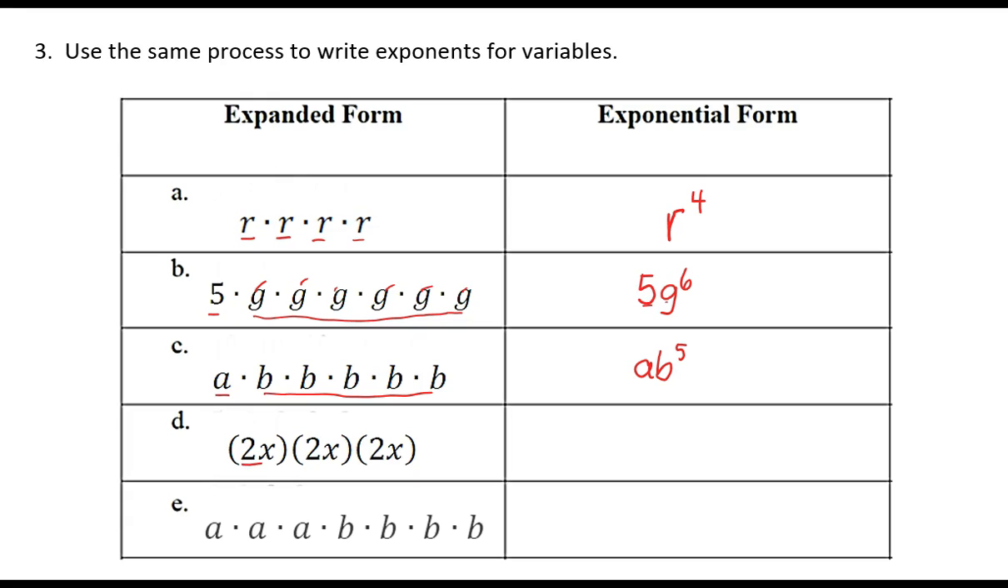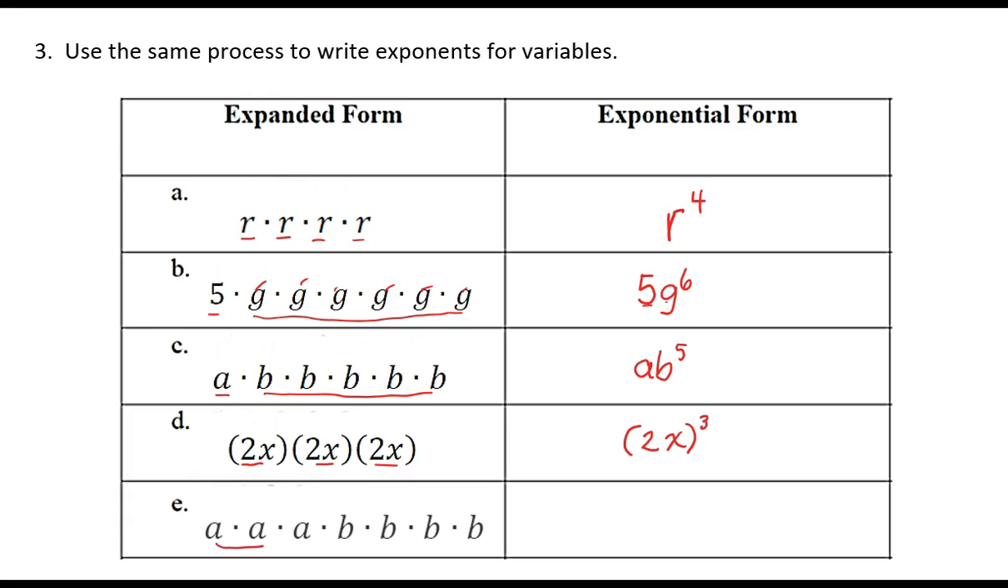In question D, I have 2x that I'm multiplying by 2x by 2x. So again, I'm going to put the 2x in parentheses and put the exponent outside of the parentheses to show that it's not just the x that's taken to the 3rd power, it's the entire 2x that's taken to the 3rd power.